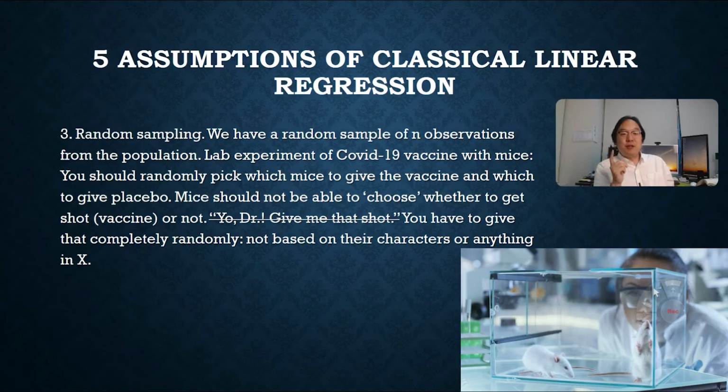You have to give that completely randomly. No mice can come up to you and say, I want to have that shot. No. You just pick randomly. Your picking should not be based on their characteristics or anything. For example, oh, that one is not white, but it has some kind of spots in it, so I'm going to pick that one. No, it should not be your decision. It has to be just randomly picked. Random sample, random experiment has to be like that.